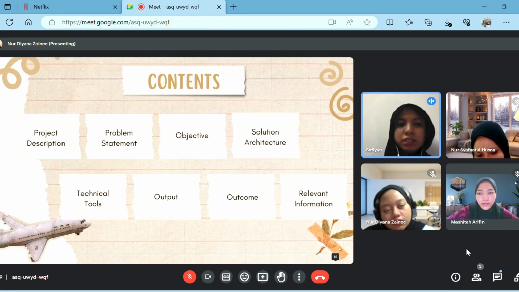For the contents of this lab report, we are going to present project description, problem statement, objective, solution architecture, technical tools, output, outcome and relevant information.